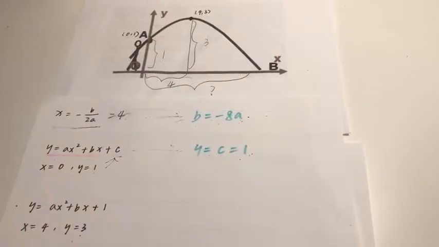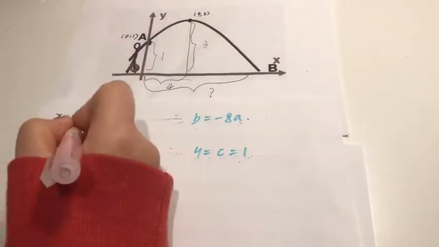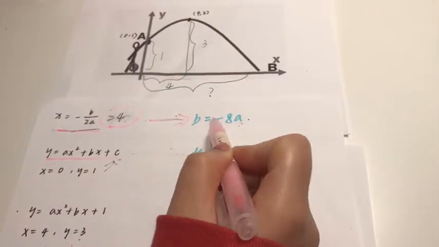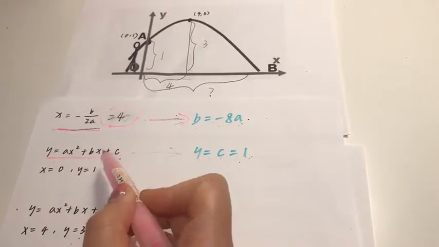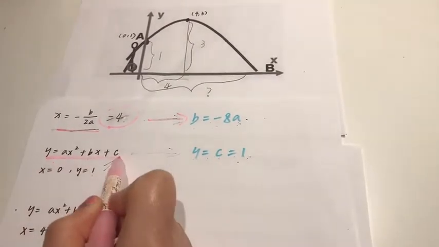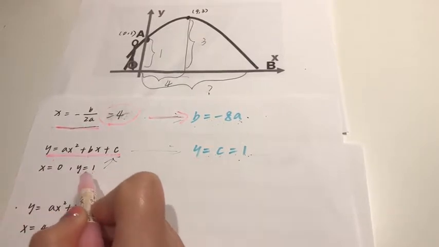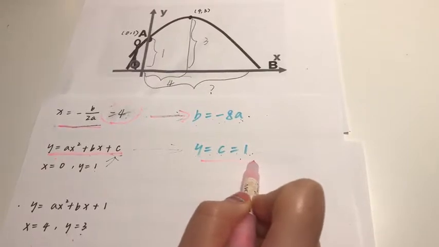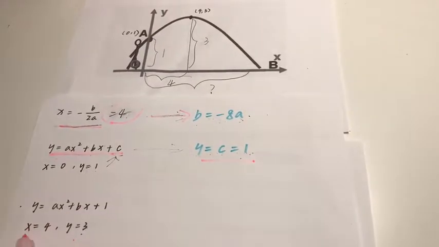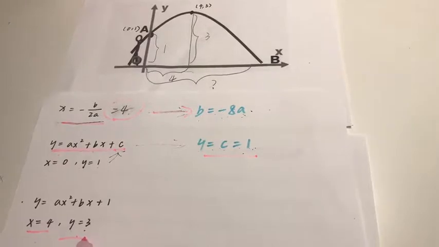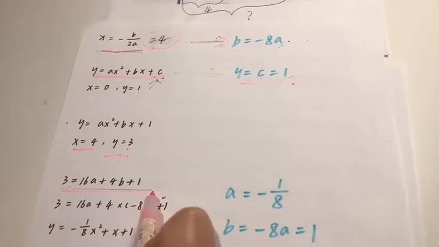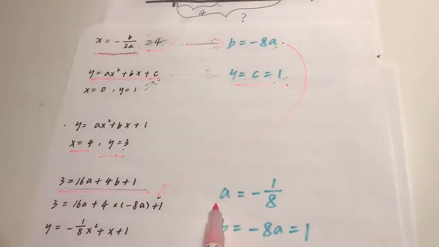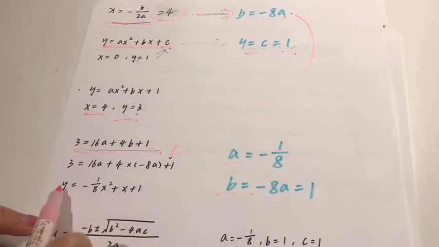According to what we learned before, we know the top point for x is this. In this question, this equals 4. Then we can get b equals minus 8a. We also know the original formula is this. We put x equals 0, y equals 1 into it, then we obtain c equals 1. Moreover, when x equals 4, y equals 3, we can get this one. We put the earlier equation into here, and we can get a and b, and the final equation.